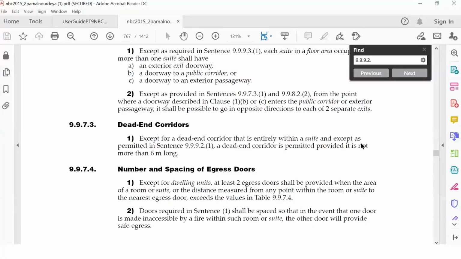But then it's not a dead end. Then there is a dead end in the corridor because if you go into the corridor, you have one way, one exit coming from it, and then a dead-end part of it. But your room also has access separately from the corridor to an exit. Because that's the only condition that's allowed for dwelling units.